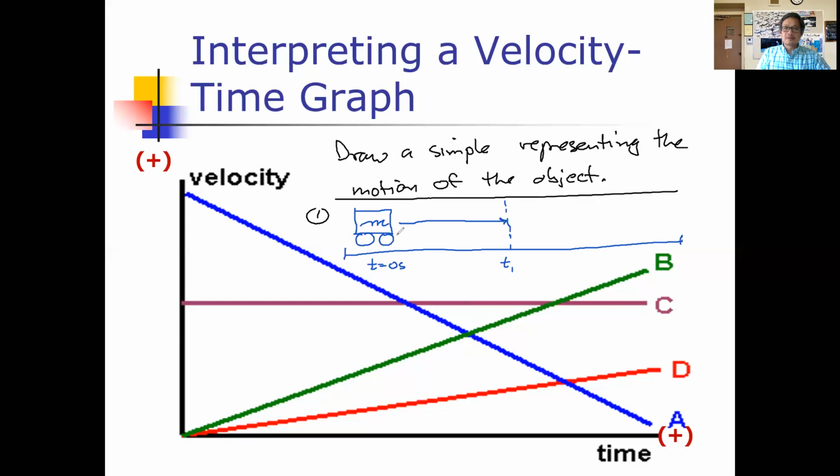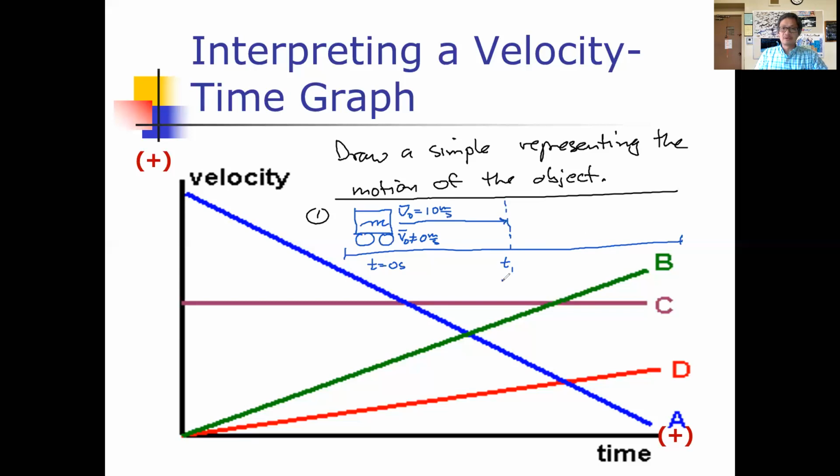Make sure you understand that the initial velocity is not equal to 0 meters per second. You could assign a number if you want to, and let's just arbitrarily assign a number here. It's not equal to 0. So let's say the initial velocity here is 10 meters per second.